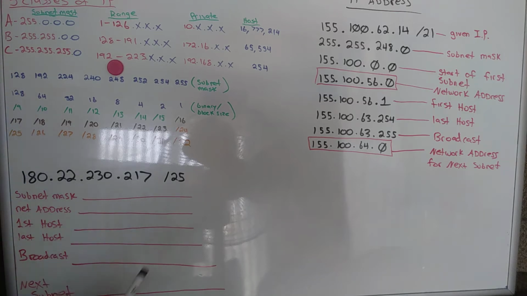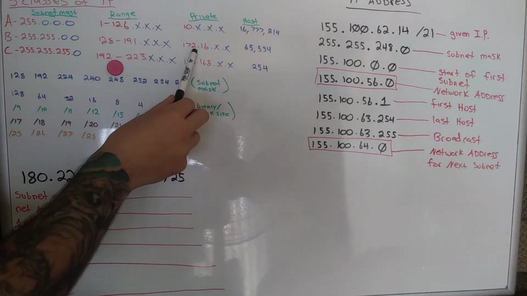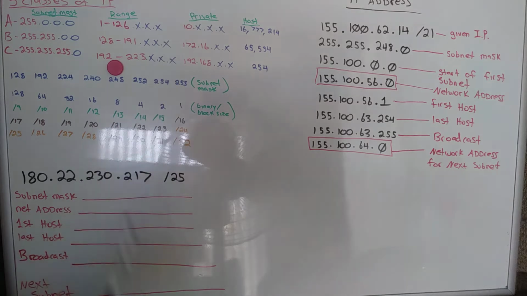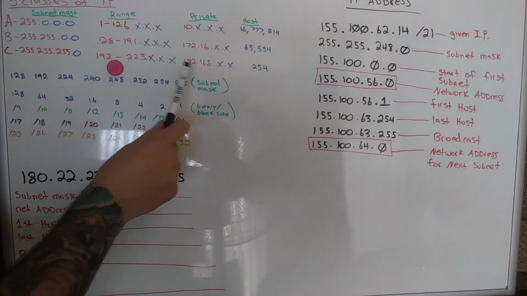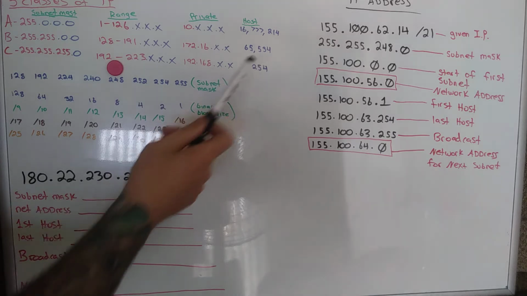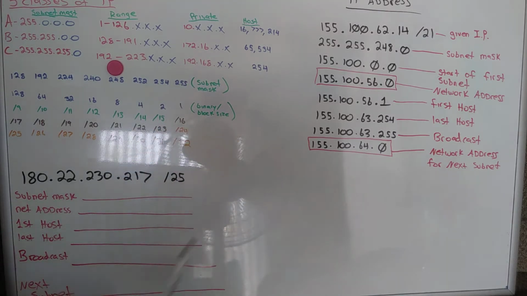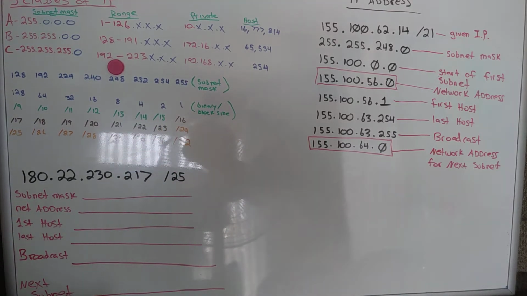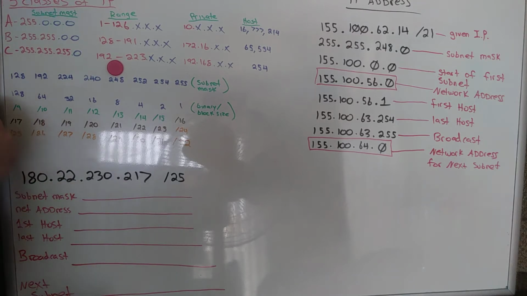Class B is 172.16 whatever whatever. Class C is 192.168.0. Or not .0.0, but anything. For the most part, we will always be working with Class C. It is what most companies use, most households.